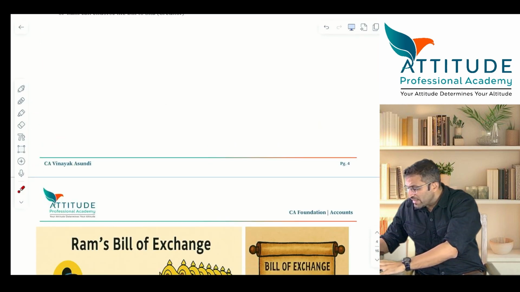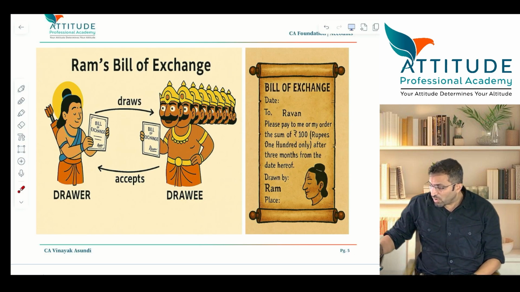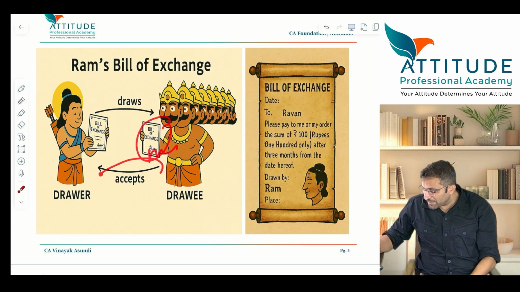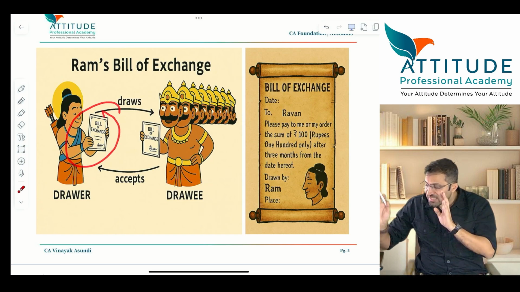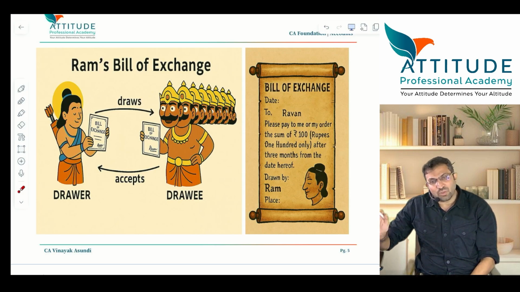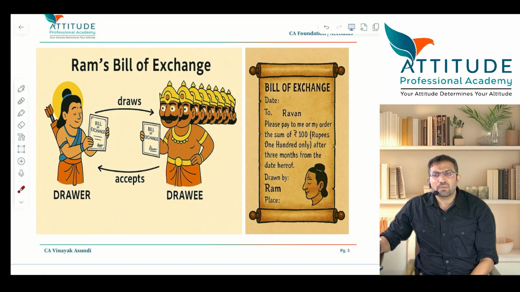Is that clear? Now have a look at it. There are some diagrams which I have given here. Look, what is this diagram? Ram draws a bill on whom? Ravan. Ravan signs it, accepts it, and gives it back to Ram. Who is Ram here? Drawer. Who is Ravan? Drawee. And here, this bill of exchange is with whom? Ram. Is that clear? So Ram is a payee also. He is a drawer as well as what? Payee. Case 1. Are you understanding?